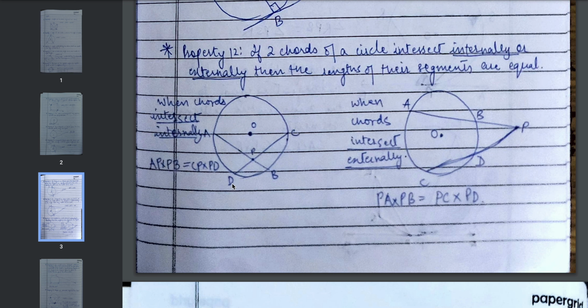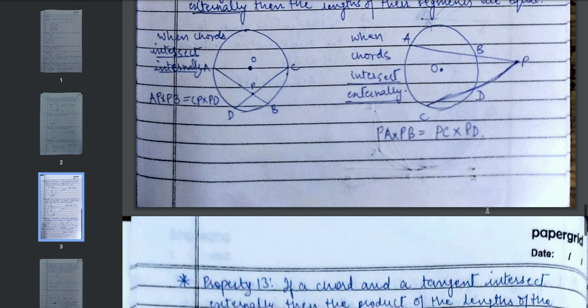And I'll give you a trick to remember this: wherever they are intersecting, the point of their intersection, you always have to take the segments from there, segments of the chord. So AP and PB, then CP and PD. And the same goes for the case when they are intersecting externally, like here at point P. So take everything from the point P. PA into PB is equal to PC into PD. So the same thing here.